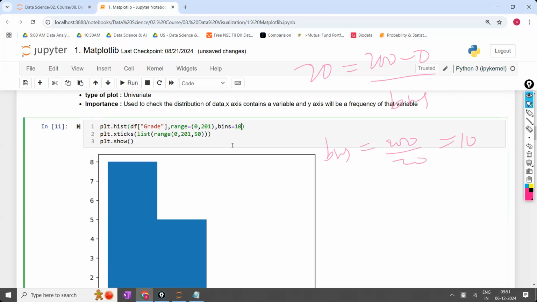And here in the xticks, I will write the interval. What is the interval? 20 is the interval. Here you have to write three numbers: starting, ending, and interval.